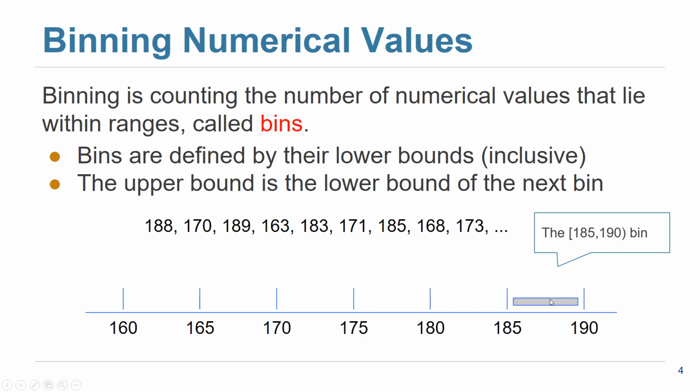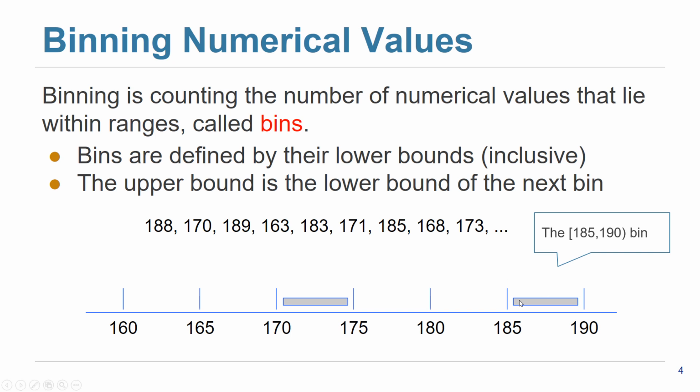Okay, so if I have this series of values, 188, 170, and so on, then 188 will belong to this bin. Okay, how about 170? Which bin will it belong to? This one? Then this one. Okay, remember that it's inclusive for the lower limit and exclusive for the upper limit. So 170 will belong to this one, not this one. Okay, is that clear? And so on.